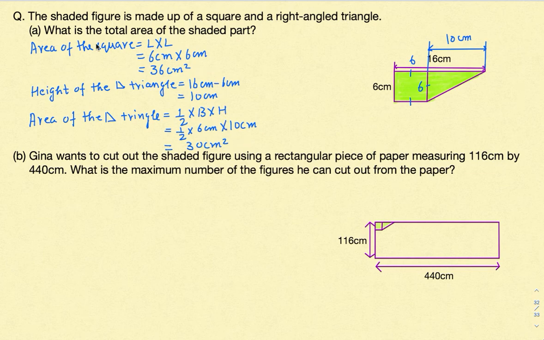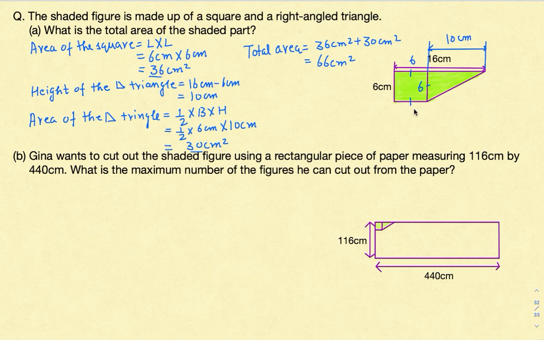So now we know the area of the square, which is 36 cm square, and we also know the area of the triangle, which is 30 cm square, right? So what will be the total shaded area? The total area will be the addition of these two. We just need to add these two. So it will be 36 cm square plus 30 cm square, that will give us 66 cm square. Okay, so the area of this figure is 66 cm square. Now this solves our part A.